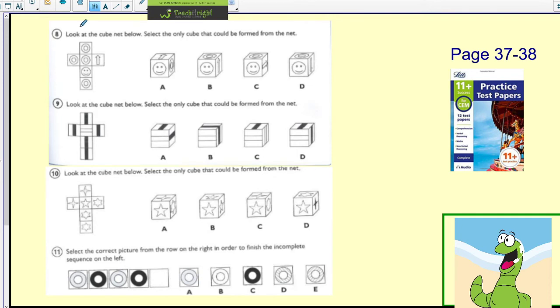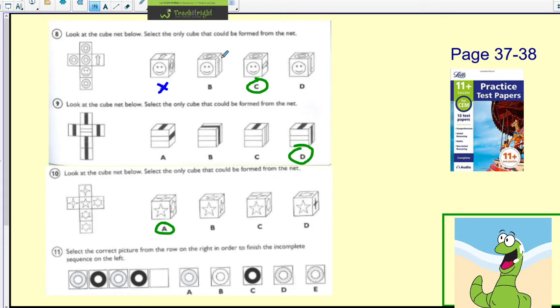Right, next page, 8, 9, and 10. So 8 is C, 9 is D, and 10 is A. Let's talk about why. So if we can eliminate things again, if we're looking at A, we've got the arrow coming out the top of the smiley face's head on here, and you can see, no, there should be a circle above it, so it's not A.